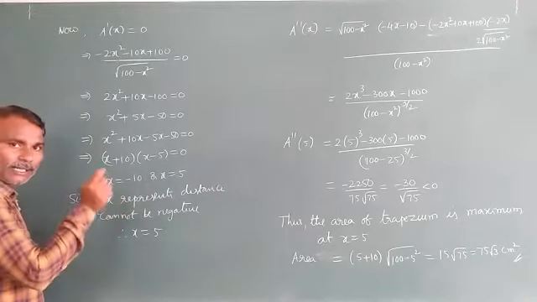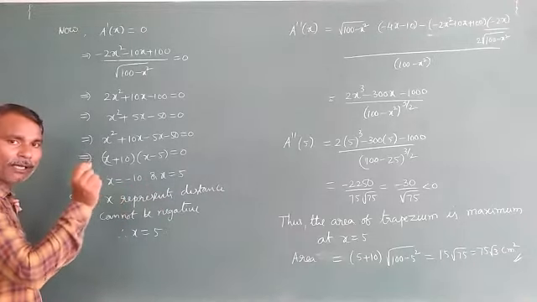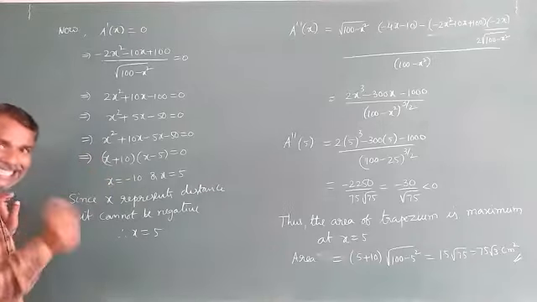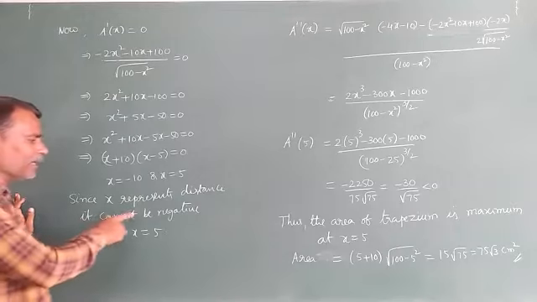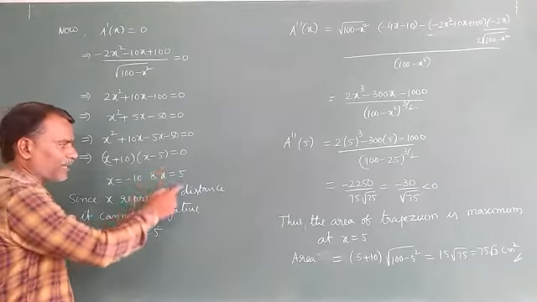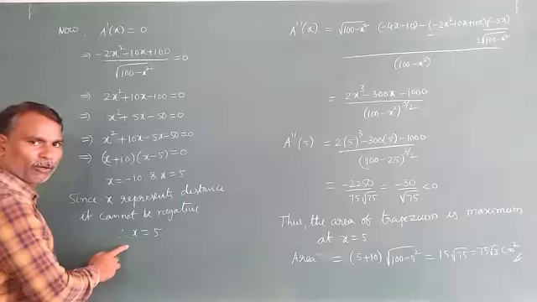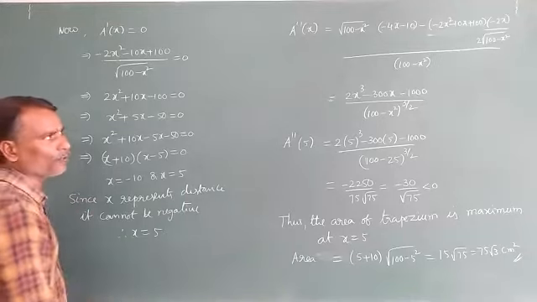Student, x is a distance between A and B and Q and C. Distance means it should be positive. It cannot be negative. So that's why our resultant is x equal to 5. Our result is x equal to 5.